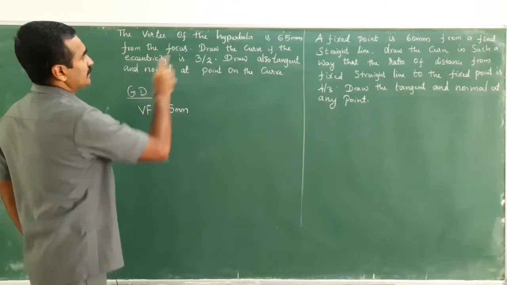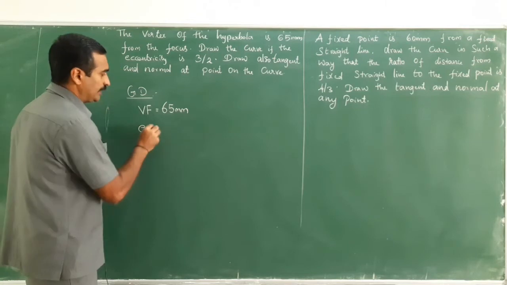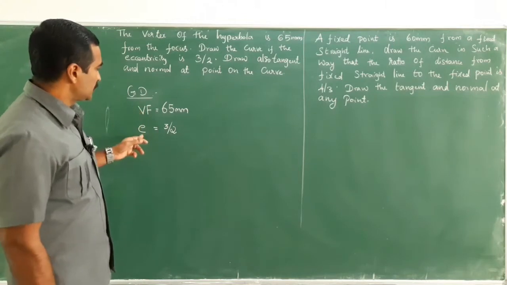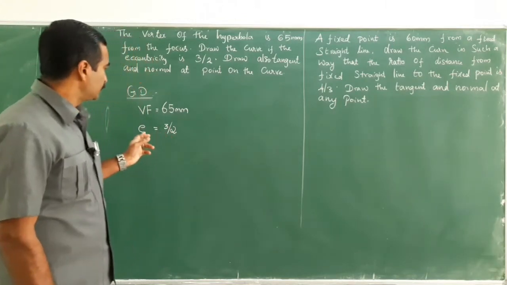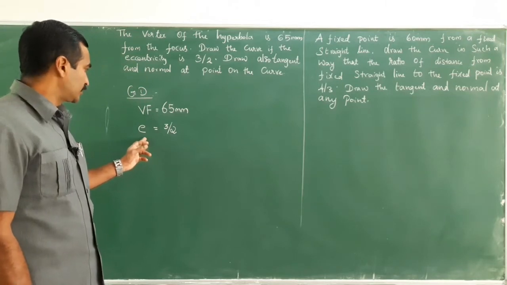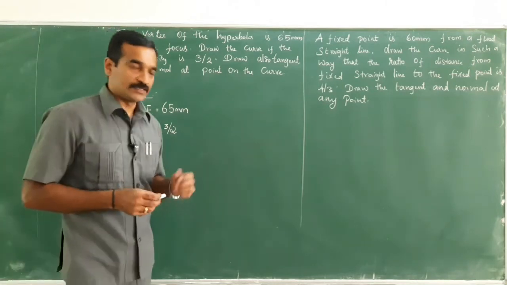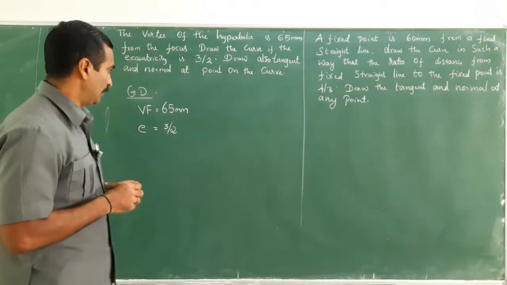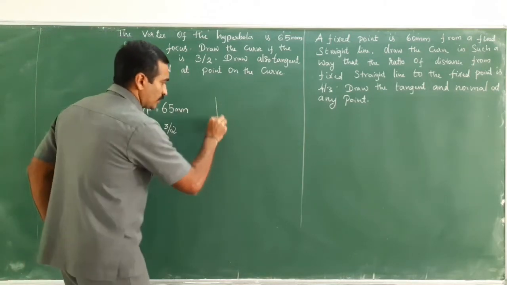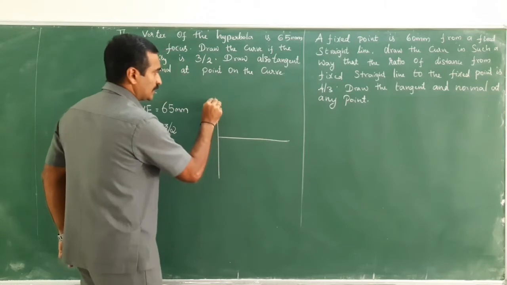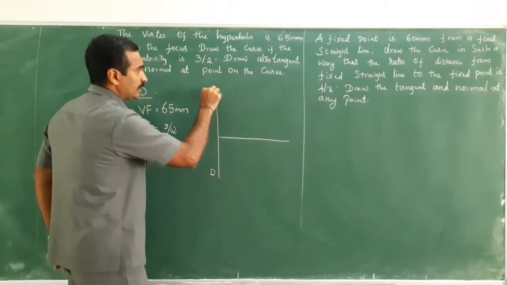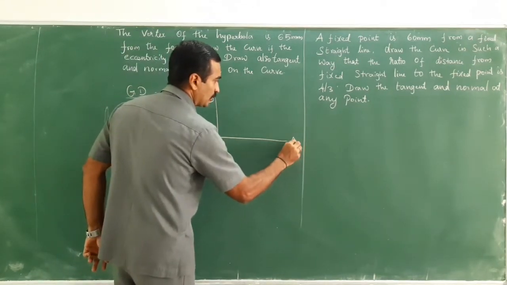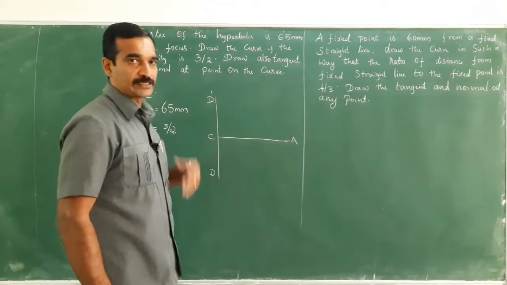The eccentricity, which can be denoted as small e, is 3/2. So, with this, I can conclude that this curve pertains to a conic section. What kind of curve is it? Since e is 3/2, therefore e is greater than 1, the curve could be a hyperbola. So, this vertical line represents the directrix or the fixed straight line, and the horizontal line that is perpendicular to the directrix is called the axis.